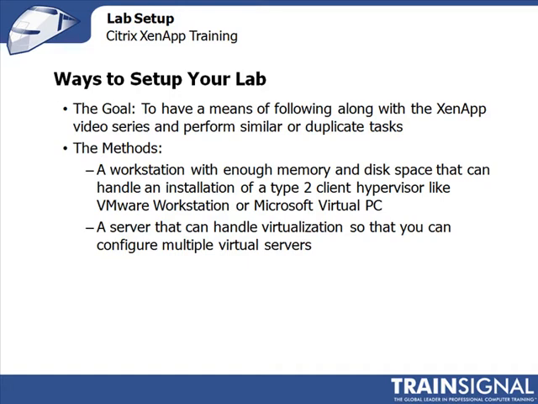The methods: you can have a workstation with enough memory and disk space that can handle an installation of a Type 2 client hypervisor like VMware Workstation or Microsoft Virtual PC. The idea here is if you have a desktop with decent memory, good disk, and a capable CPU, well, why can't you just install VMware Workstation and start loading up virtual machines? So if I need 6 virtual machines or 4 virtual machines for you to follow along with the lab, then you can bring those up that way, and this is sort of like the cheap approach to things.